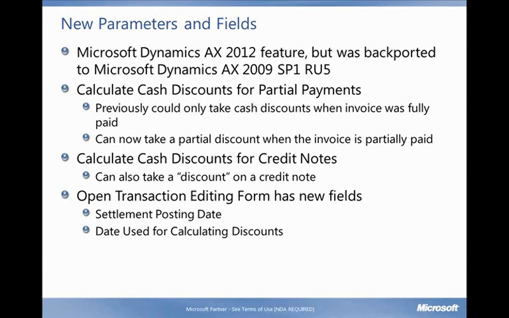There's also an option to calculate cash discounts for credit notes. We can take a discount or reduce the amount that a credit note is worth when applied to an invoice. The Open Transaction Editing form also has new fields, settlement posting date, and date used for calculating cash discounts. We'll see those as we go through the demo and look at some transactions.